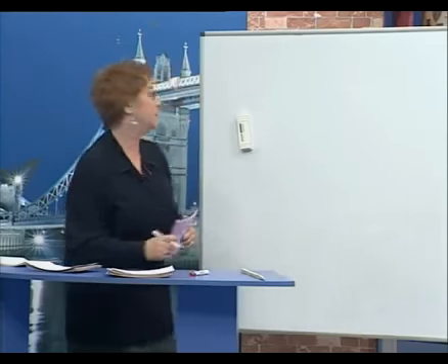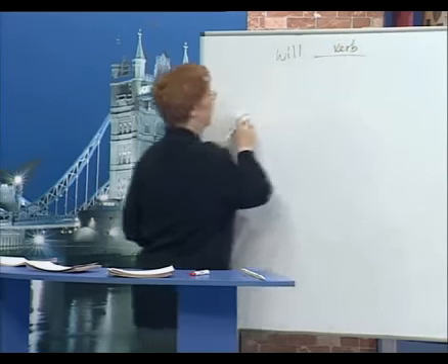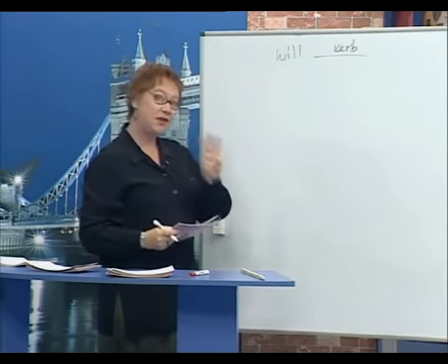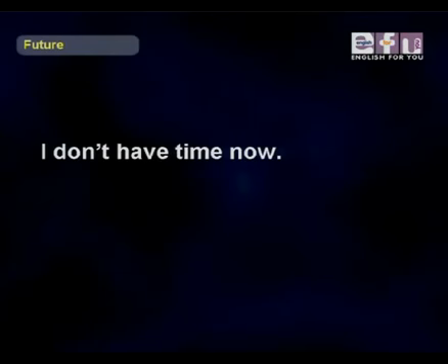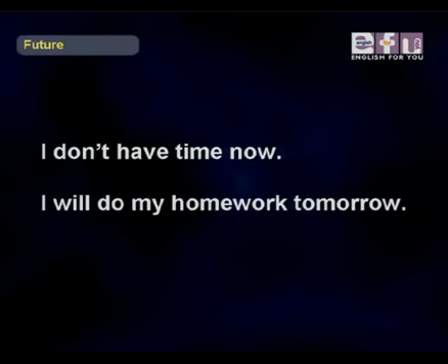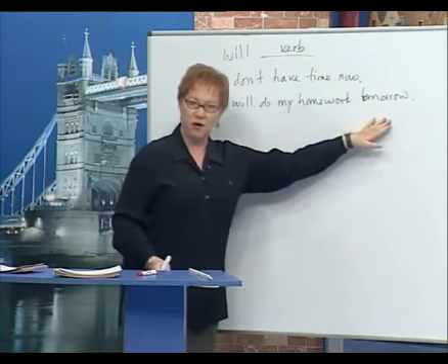Future. Now, another way to talk about the future is with will plus the verb. Will, verb. Okay? So this is the third way to talk about the future. Now, look at this. I don't have time now. I will do my homework tomorrow. I don't have time now. I will do my homework tomorrow.